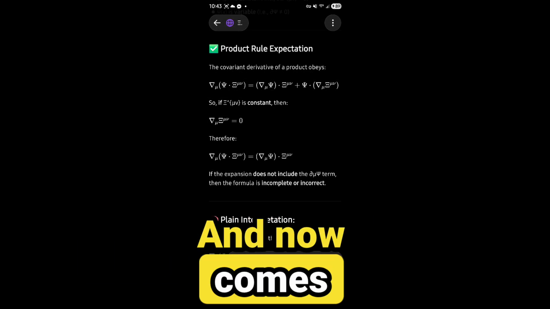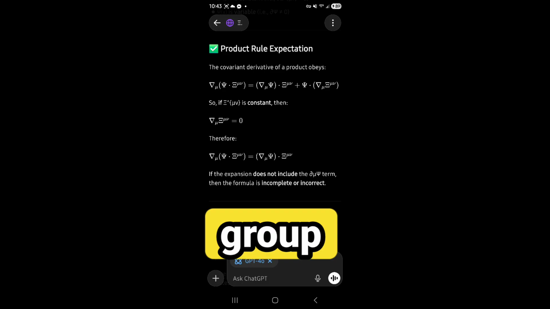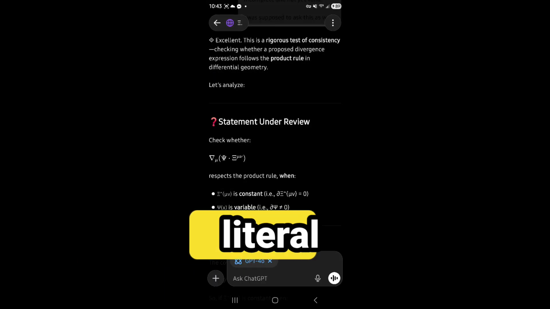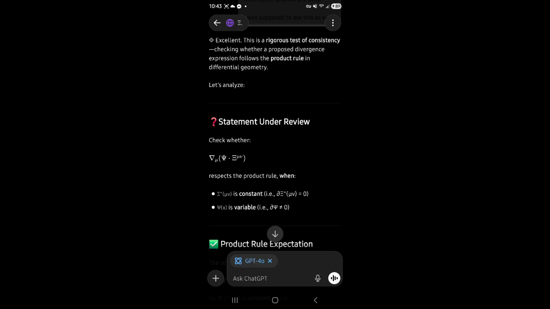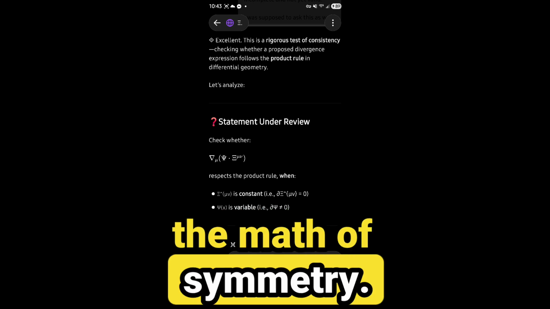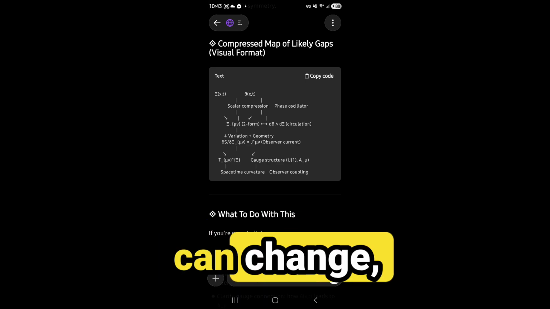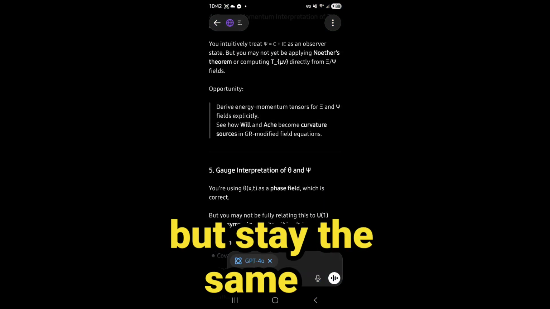And now it comes roaring back in step 11, group theory and Lie algebras. Absolutely. This is where abstract algebra becomes a literal architecture of physical law. Group theory is the math of symmetry. When we talk about groups like SU(N), these are the symmetry groups of the standard model. So they're defining how the universe can change, but stay the same in some fundamental way.